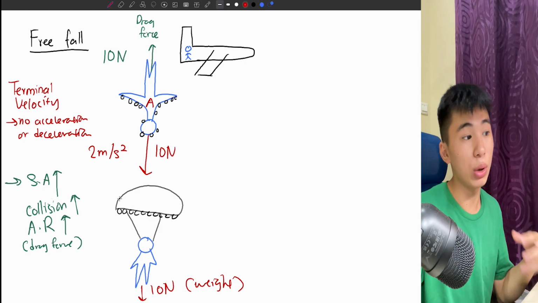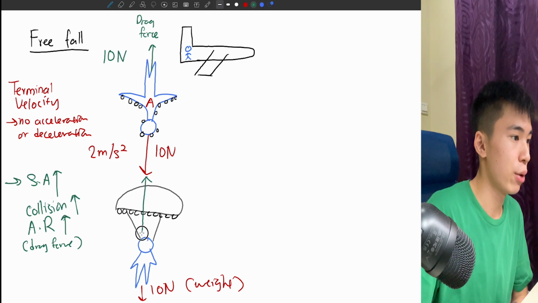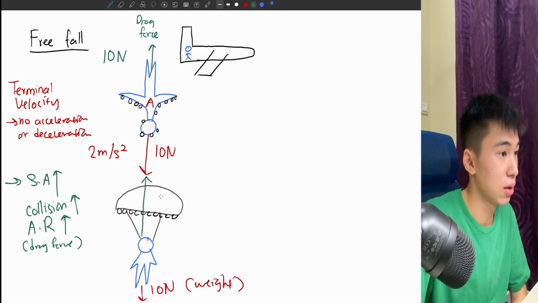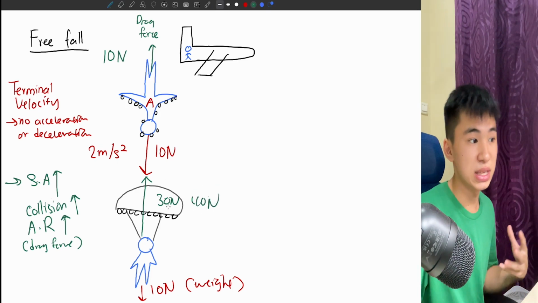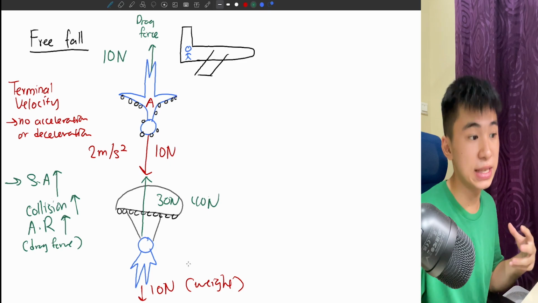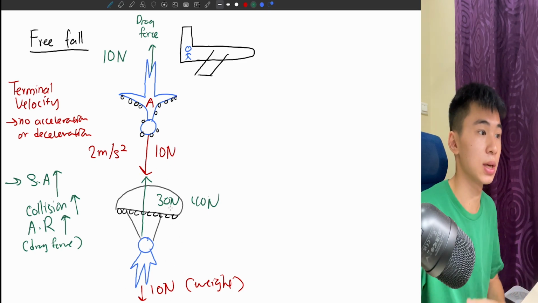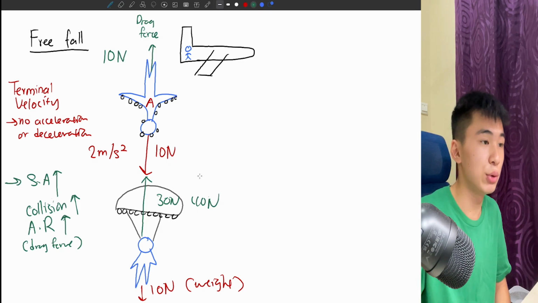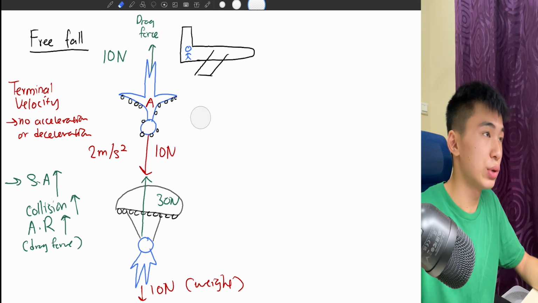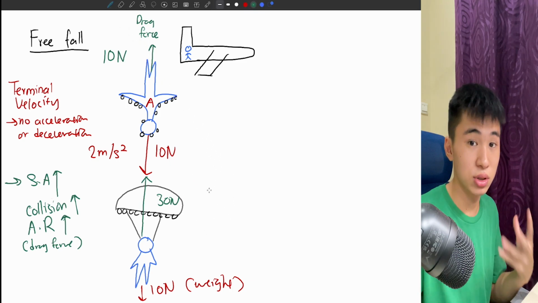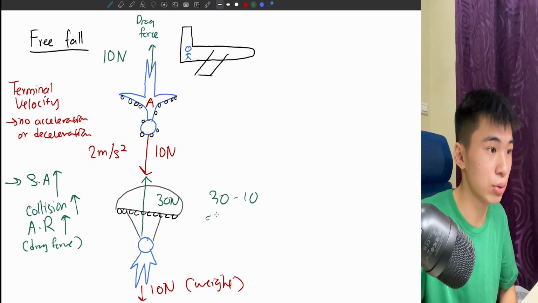So when this parachute opens up, it will have a large amount of air resistance. Maybe 30 newtons, maybe even 14 newtons. But all I know is that the air resistance is greater than the weight at this moment. So the resultant force, let's say, is going to be 30 newtons in this case. So 30 newtons minus 10 newtons is going to be 20 newtons.